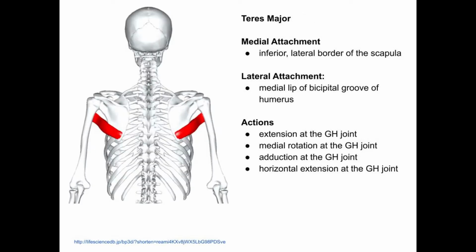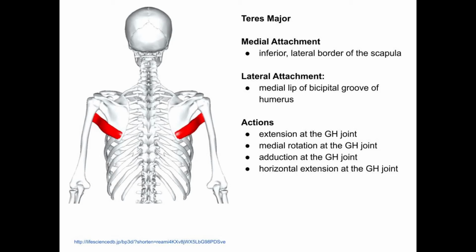Teres major has a medial attachment on the inferior lateral border of the scapula and a lateral attachment on the medial lip of the bicipital groove, also known as the intertubercular groove. Actions of teres major are actually the same glenohumeral actions as latissimus dorsi. So we have extension of the humerus at the GH joint, which is a sagittal plane action along a medial-lateral axis. Medial rotation of the GH joint.